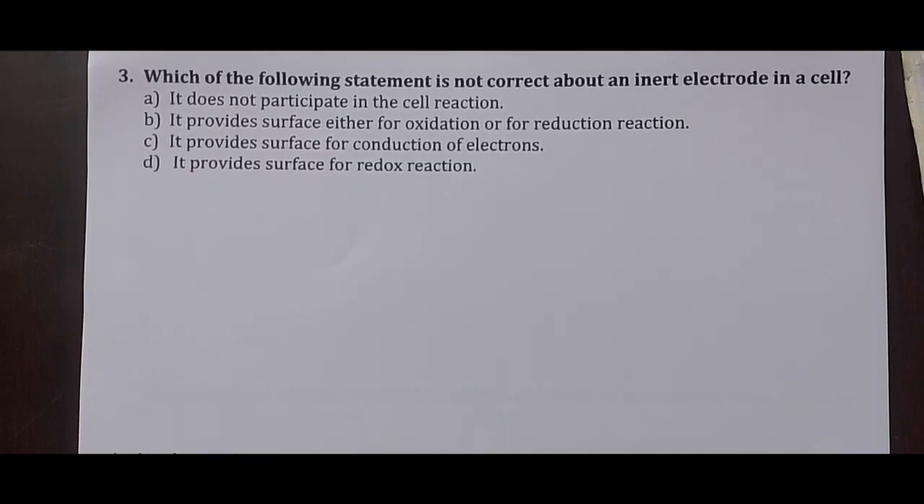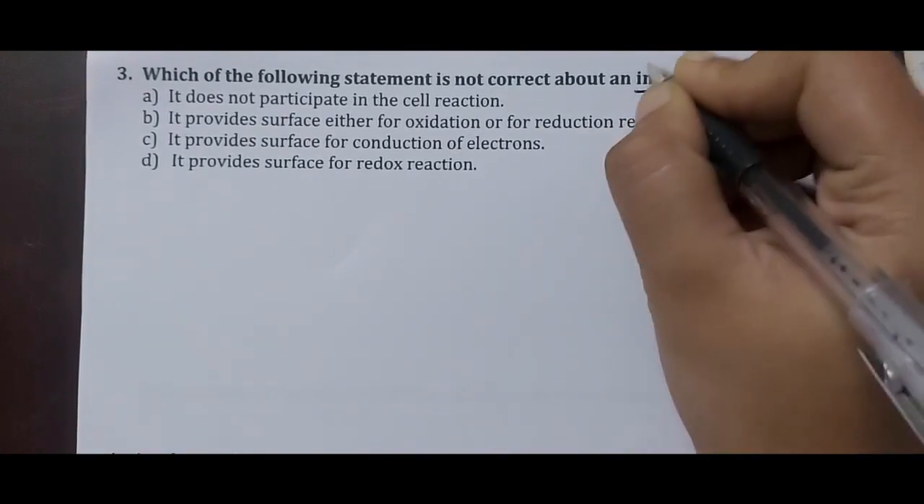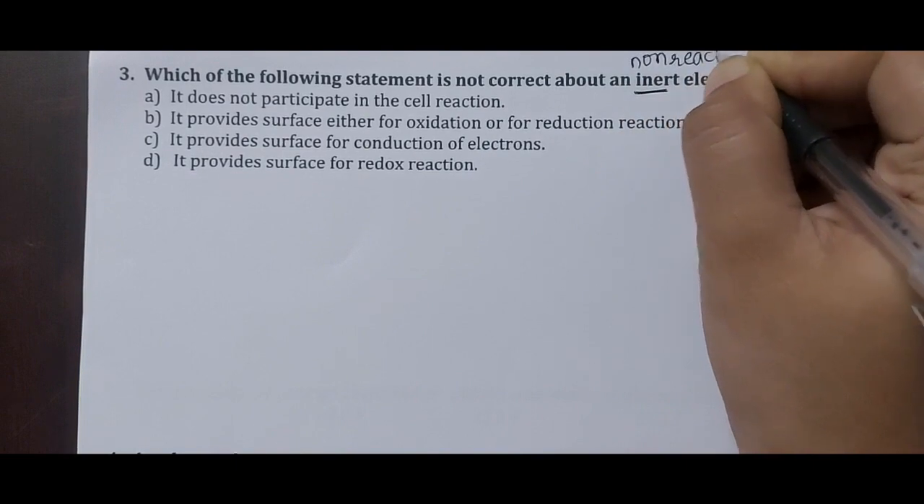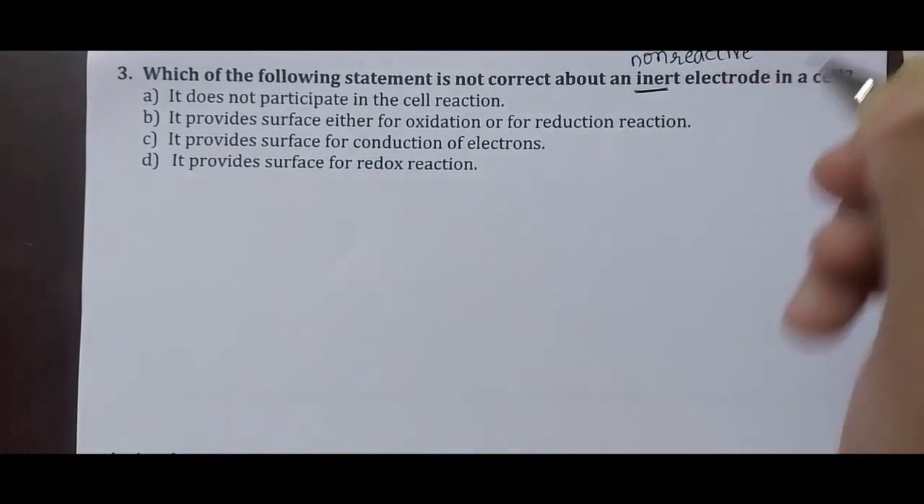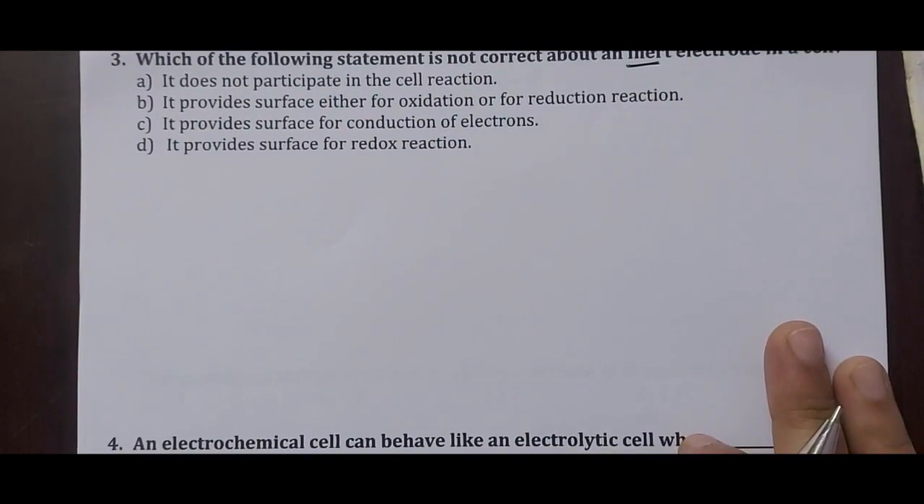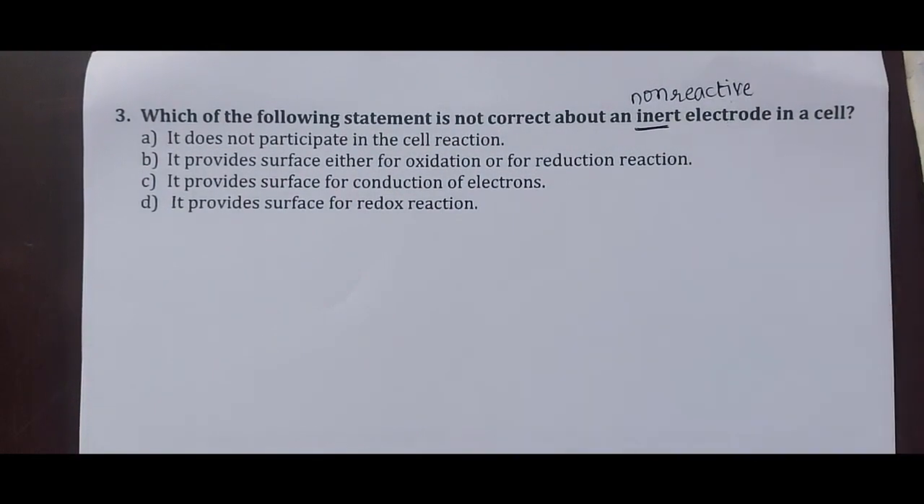Yes, if we consider the next question now, which of the following statements is not correct about an inert electrode in a cell? So the inert electrode, the first meaning of inert is non-reactive. Non-reactive, an electrode that does not react is called a non-reactive electrode.